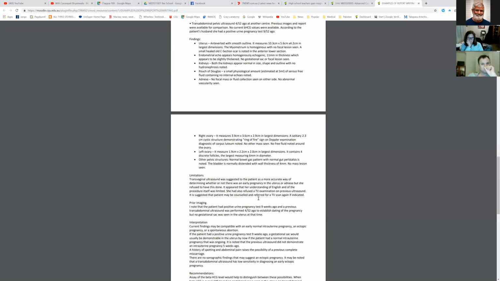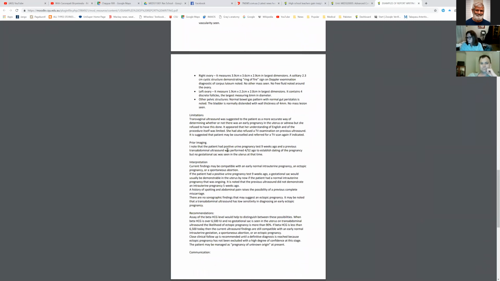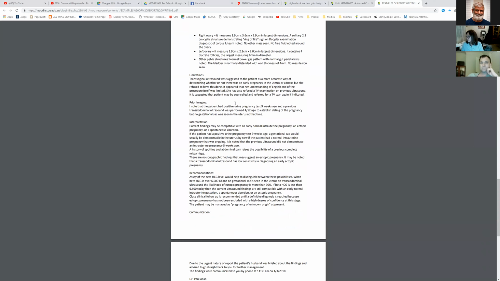Right? So we have said that there are limitations to this exam. This exam is clinically adequate as far as the transabdominal scan goes, but it is not a complete exam because we were not able to do a TV, and what to do with that in future. Prior imaging: I note that the patient had a positive urine pregnancy test 9 weeks ago and a previous ultrasound performed 4 weeks ago to establish dating of pregnancy, but no gestational sac was seen in the uterus at that time. Fine, we have compared that.